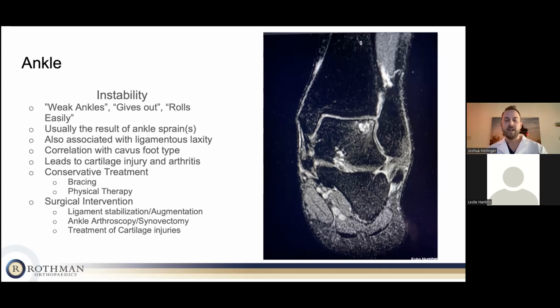When we have frequent ankle sprains, or patients will come in and say, my ankles are weak, or the ankle gives out, or it rolls easily, this is usually a sign of instability. And it's often the result of a severe ankle sprain or multiple ankle sprains on the same side. It can be associated with ligamentous laxity, diseases like Ehlers-Danlos as well. But more often, we're seeing this with patients that have had frequent ankle sprains, and many of them. Like I said before, it has a correlation with that cavus foot type, that high arch that wants to kind of lean over to the side.